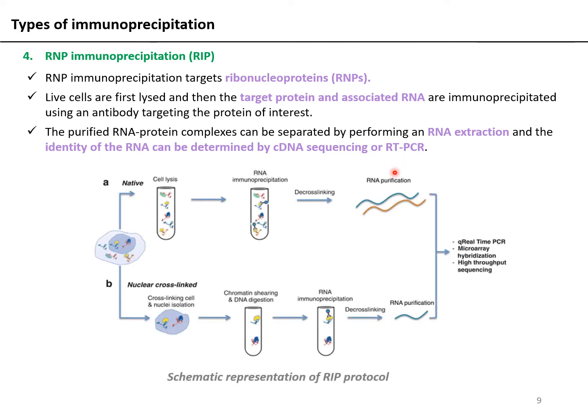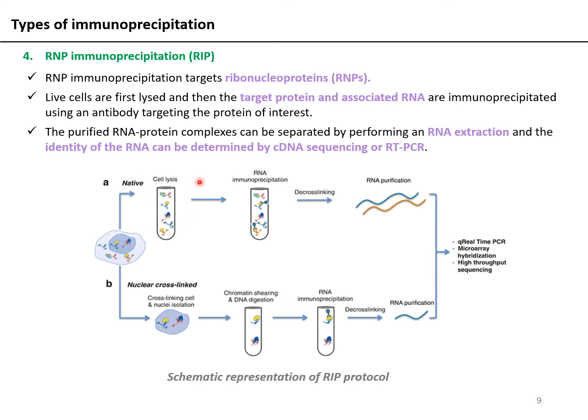So if you take a look at the schematic shown over here, you have your cells. You can either go for it directly, where you simply lyse the cells, do the RNA immunoprecipitation, and you de-cross-link. Yes, cross-linking is also very critical in case of RIP, just like in ChIP, and you have the purified RNA. Or you can do this nuclear cross-linking, where you basically isolate the nuclei and begin from there.